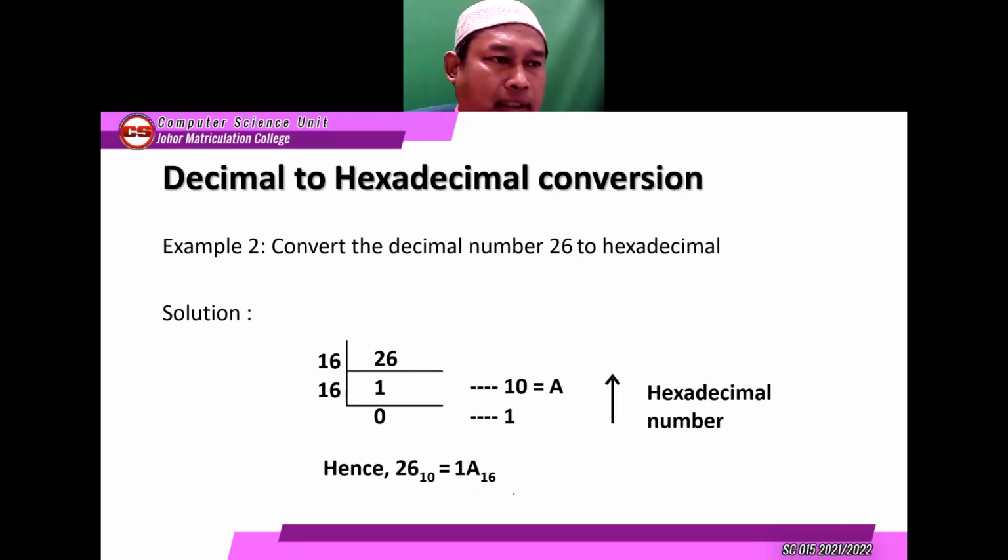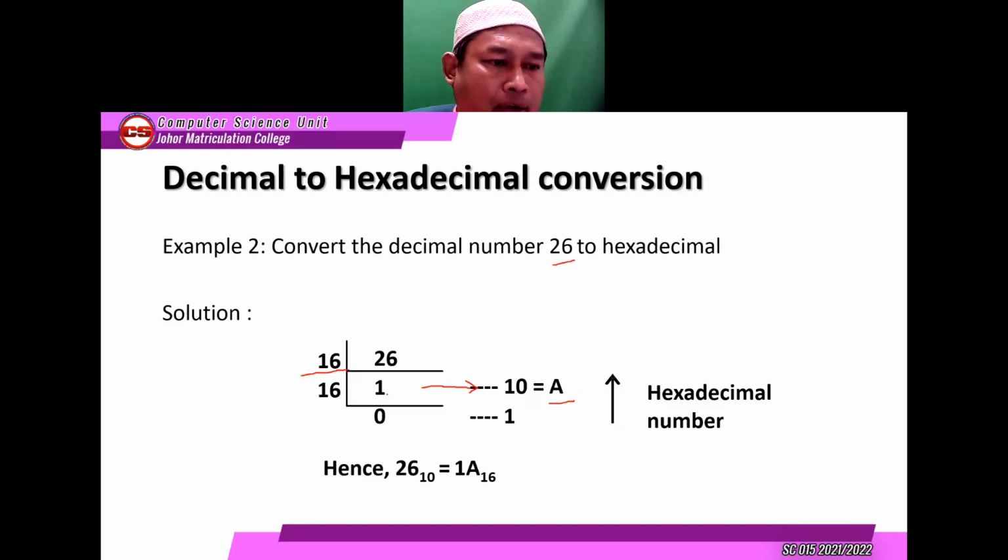Now the next conversion is 26. 26 divide 16. We have 1 and the remainder is 10. So 10 in hexadecimal numbers, the symbol of 10 is A. All right. You cannot use 10 because 10 in hexadecimal is 16.